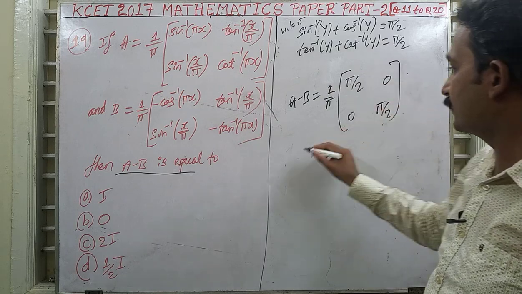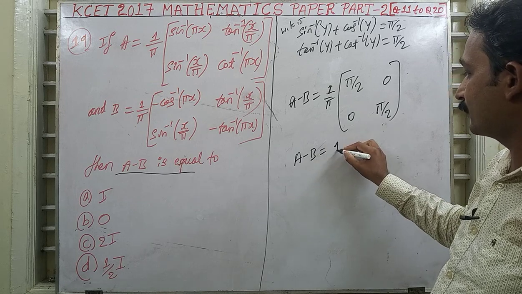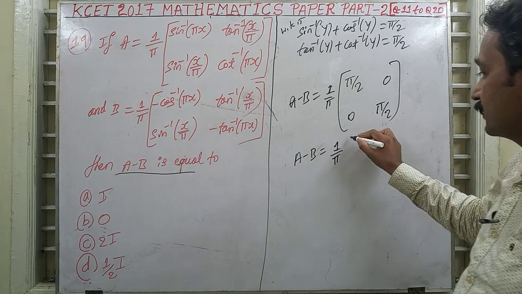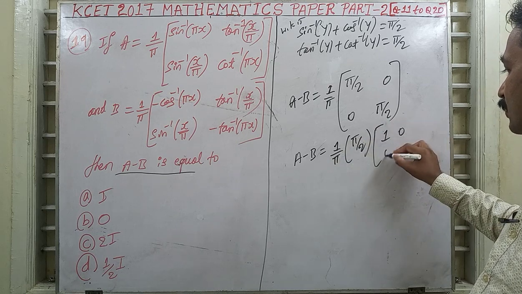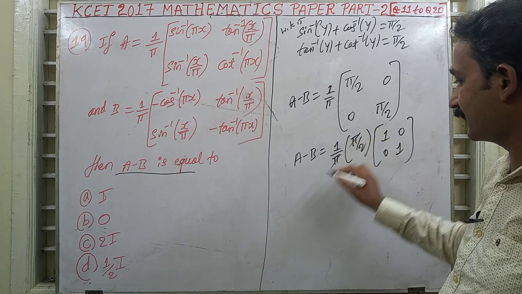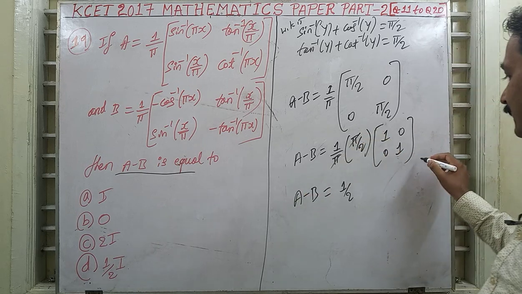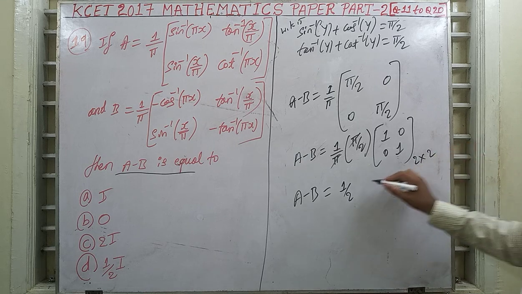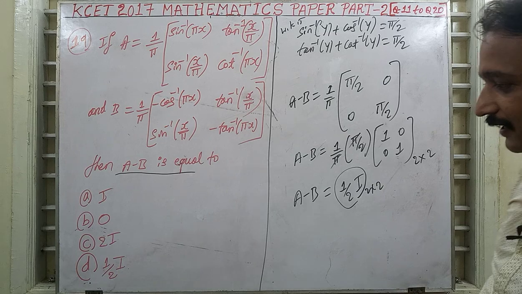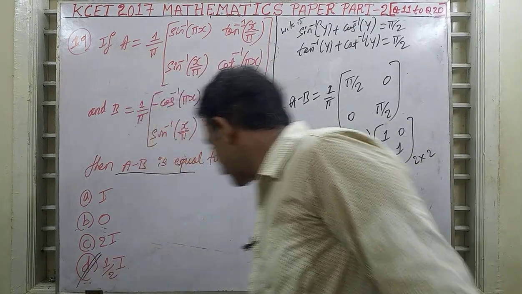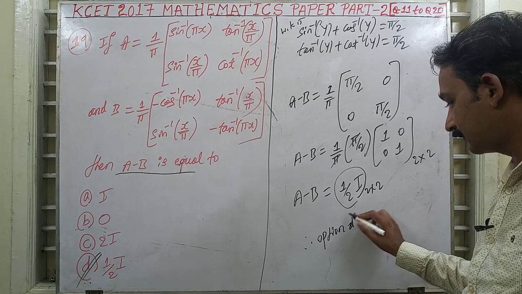So now pi by 2 is the common term in the matrix, take it outside, so 1 by pi is already there, into pi by 2, into the remaining matrix 1 0 0 1. In this case pi cancels, a minus b is equal to 1 by 2. This is the identity matrix, 2 cross 2, I 2 cross 2. So the answer is half into I, option D is correct. Therefore option D is correct.